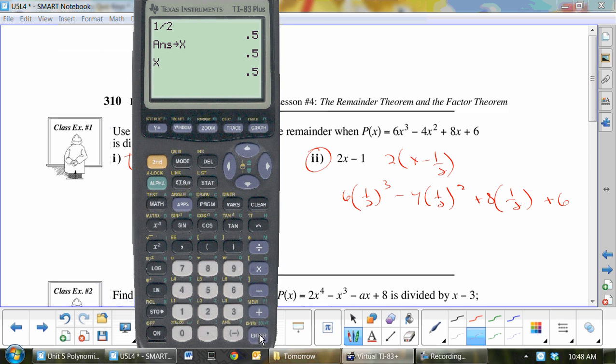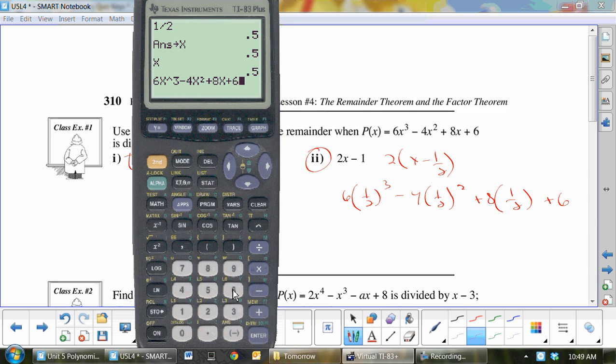I can go 6x cubed. What is x? It's 0.5, right? Minus 4 times x squared plus 8 times x plus 6. Now, the reason why this is nice is I don't have to put brackets, I don't have to put fractions in there, so it is a lot quicker.